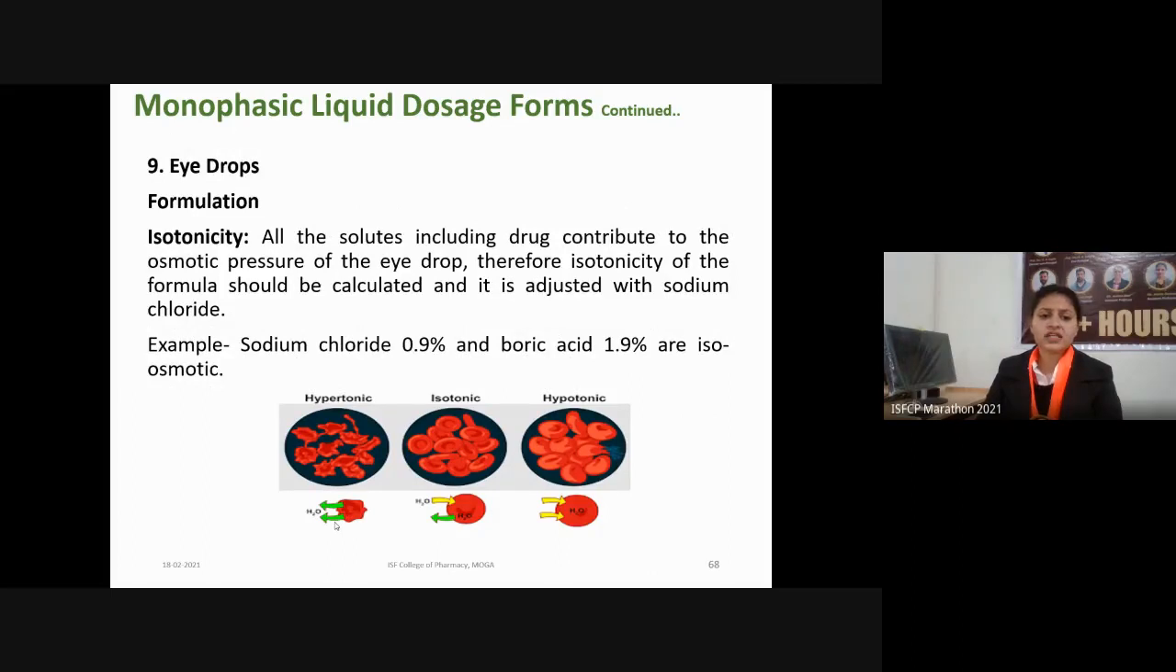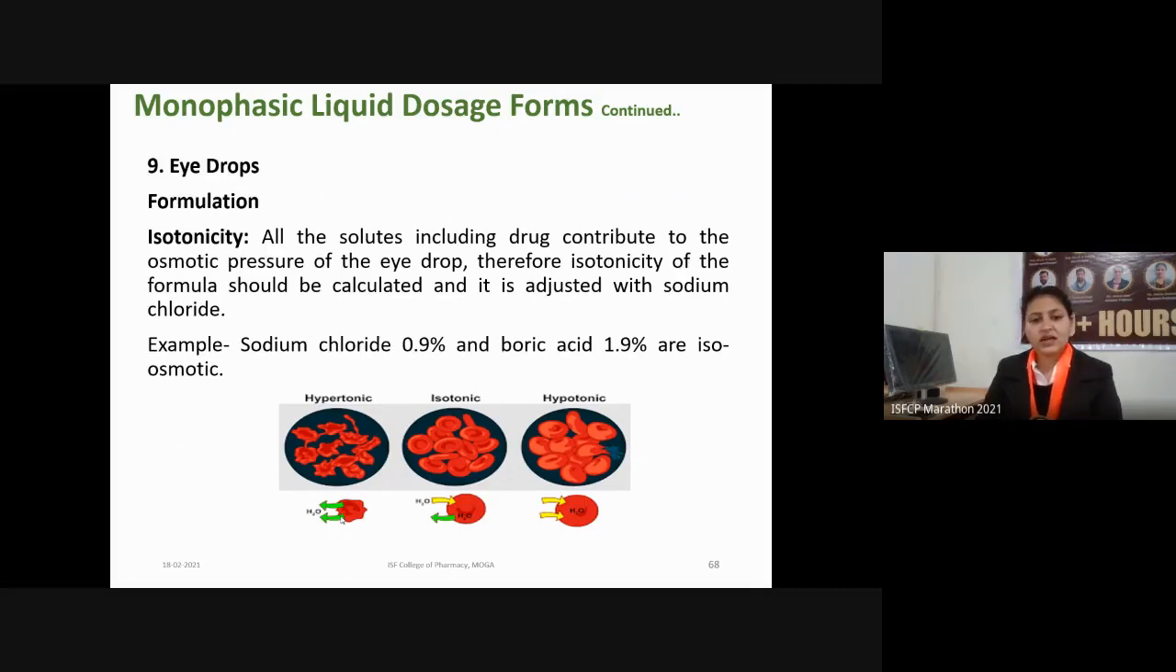Isotonicity should also be maintained in the eye drop preparations. All the solutes, including the drug, contribute to the osmotic pressure of the eye drops. Therefore, isotonicity of the formula should be calculated and it is adjusted with sodium chloride. Example: 0.9% sodium chloride and 1.9% boric acid are isoosmotic, giving the same osmotic pressure, and we can use these to control the isotonicity of the formulations.